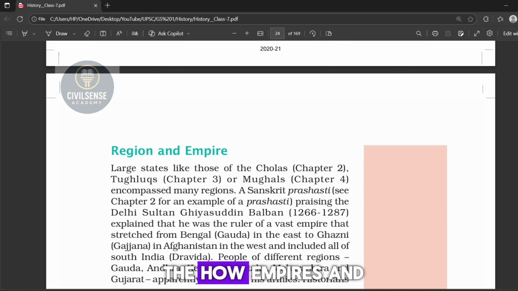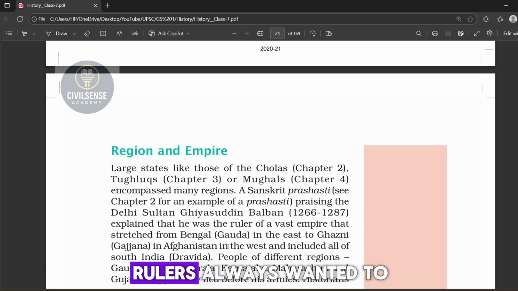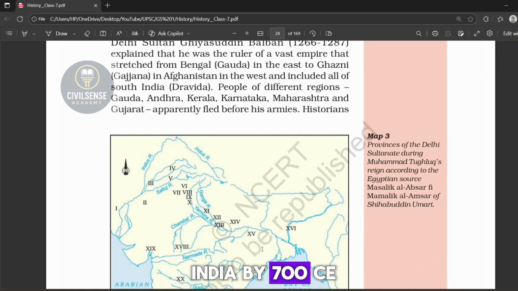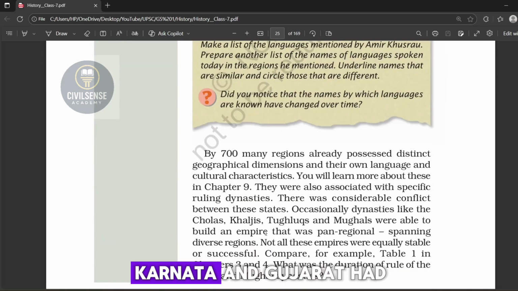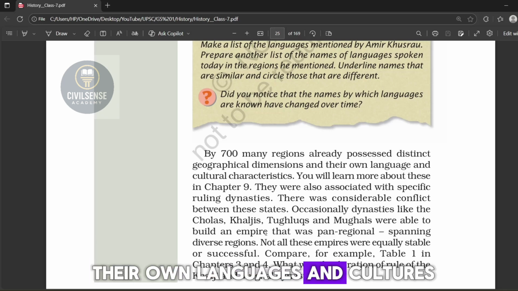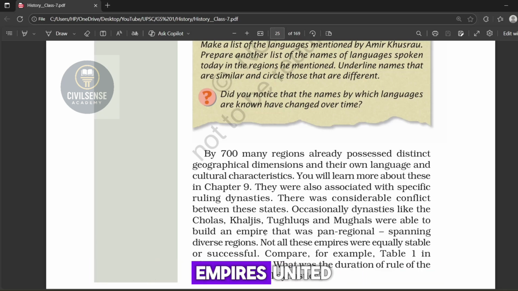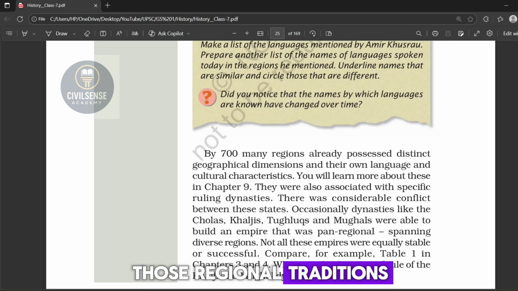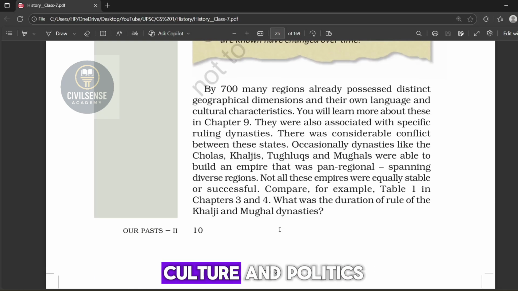Now let's look at how empires and regions evolved. Empires like the Cholas, Tughlaqs and Mughals ruled large parts of India. But what matters is that rulers always wanted to show their power across India. By 700 CE, regions like Gauda, Andhra, Kerala, Karnataka and Gujarat had their own languages and cultures. Larger empires united many of them under one rule, creating shared traditions of governance, economy and art. Even after the Mughal Empire declined in the 18th century, those regional traditions continued to influence India's culture and politics.